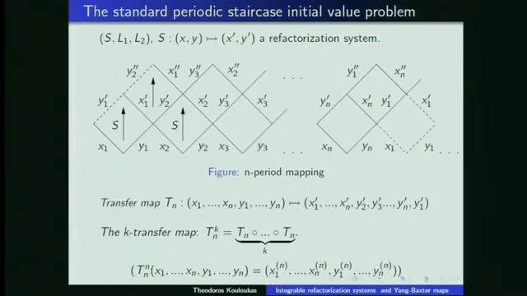And we can define the transfer map as the map that takes these values to the values at the next step on the staircase. And also, we can define the K transfer map as the map that takes the initial values to the K step on the staircase. So it is the composition K times of the transfer map.